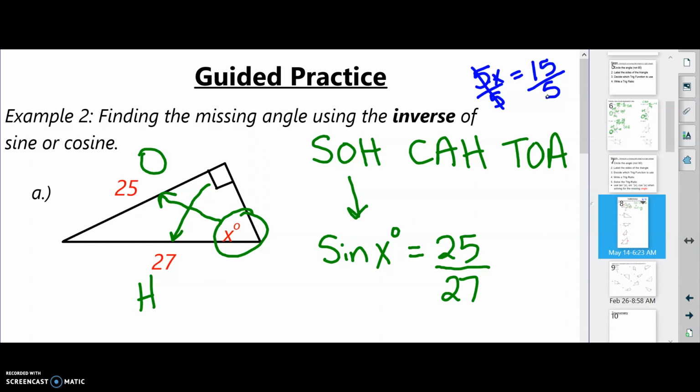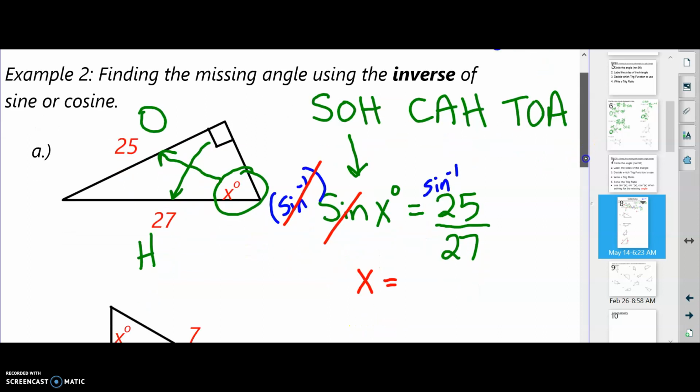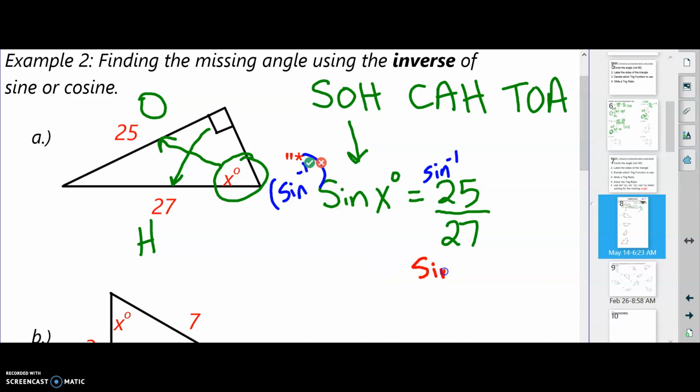On this one, we want the x by itself, so we got to get rid of that sine. How do we get rid of a sine? It's called the inverse. So we're going to multiply both sides by inverse sine. It looks like that, and then over here by inverse sine. What happens is this inverse sine and this sine cancel, so then our x is all by itself. And now this is what I need to type in on my calculator: inverse sine, and then my 25 divided by 27.